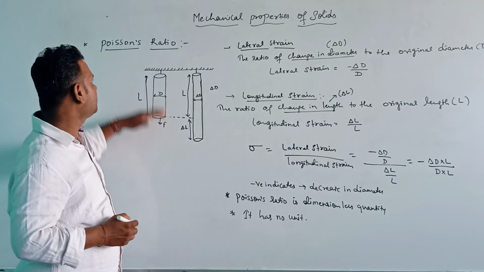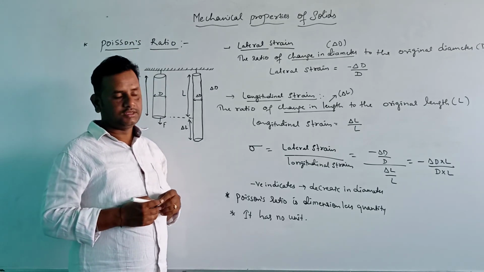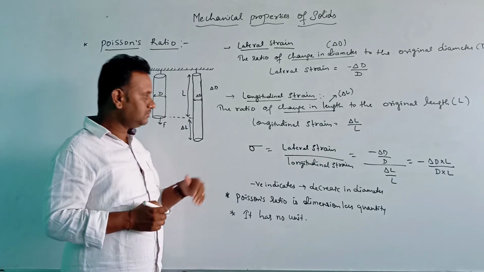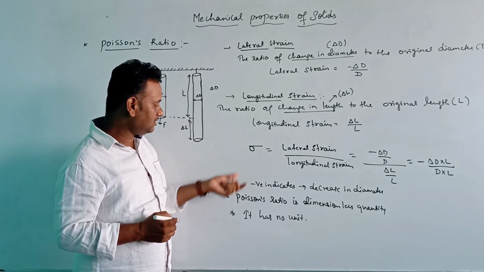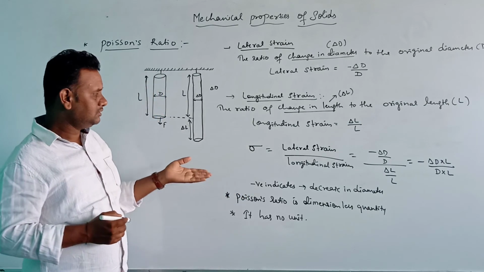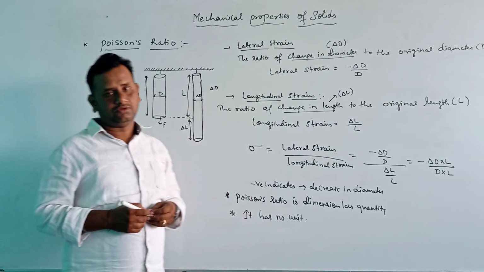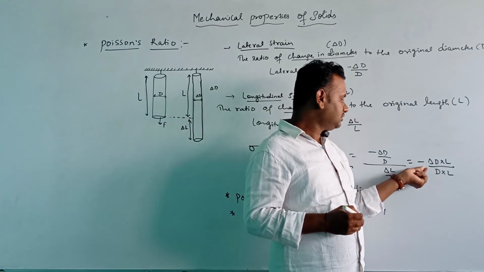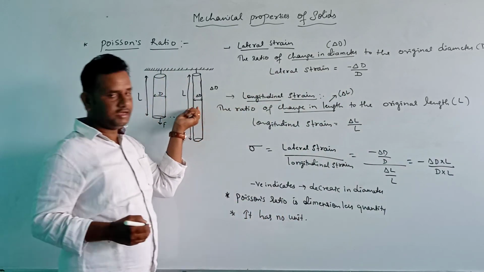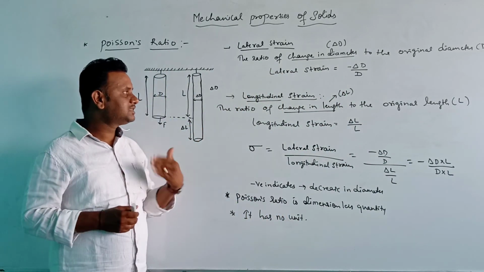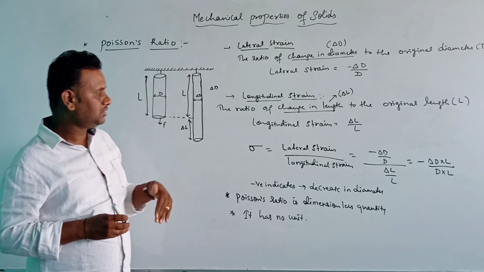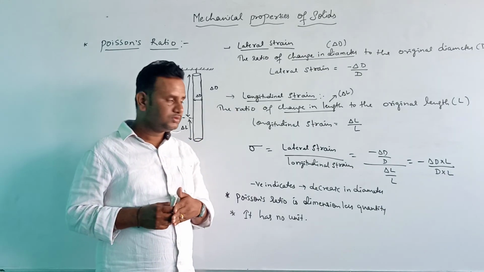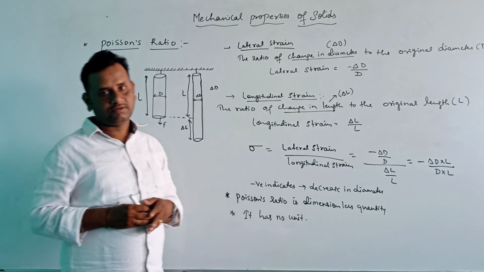So this is all about Poisson's ratio. Note down the definition. Poisson's ratio will not always be negative; we indicate the negative here only because of the decrease in diameter. In the next class we will discuss the expression and its derivation.